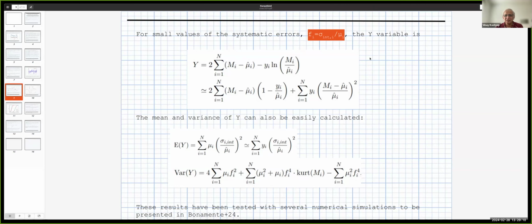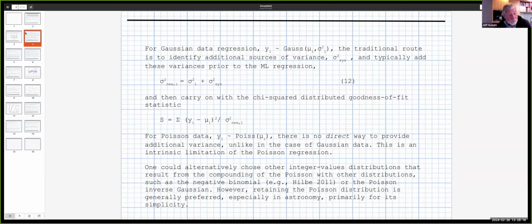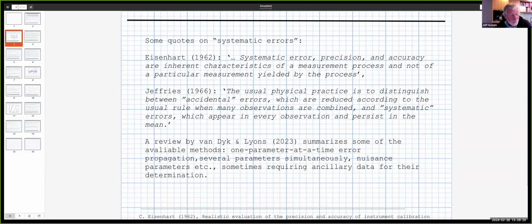Yeah. Jeff, I think this is... Yeah, I liked, I think it was your very first slide, where you showed some quotations that imply that different people have different understandings of what systematic errors are. And I think that just in a matter of terminology and communication, that's important.